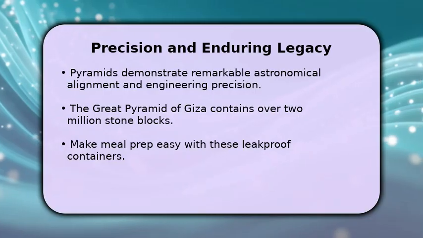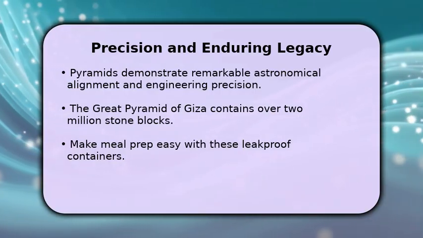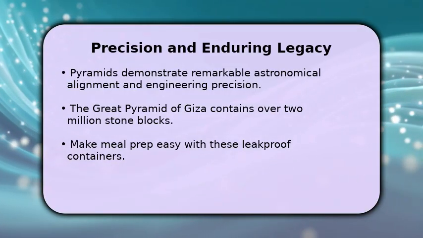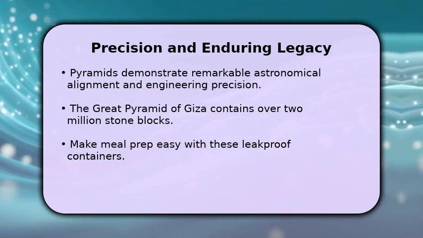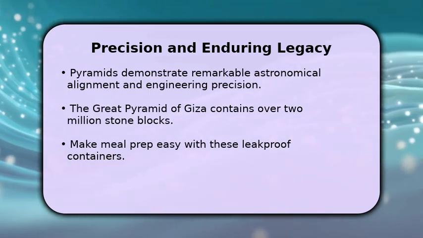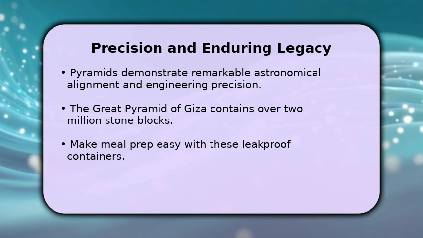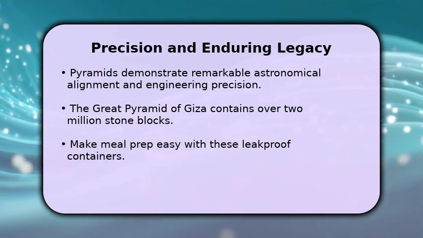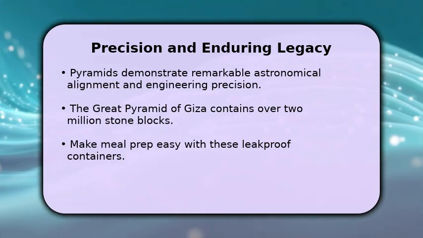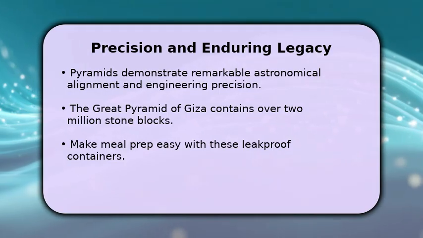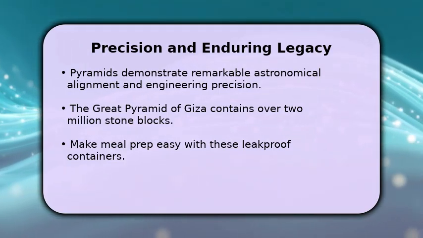The precision of pyramid construction is truly astounding, with many structures aligning perfectly with cardinal directions and astronomical events. The Great Pyramid of Giza alone comprises over 2 million stone blocks, a testament to ancient engineering. These monumental structures stand as enduring symbols of ancient Egypt's ingenuity and organizational prowess.